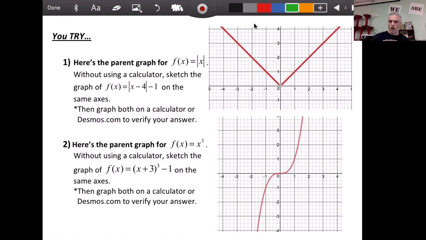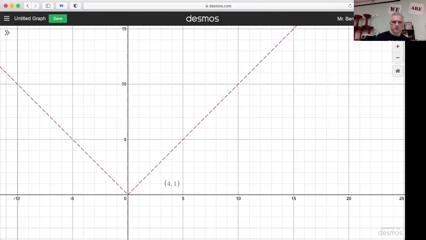Okay, unpause. If you paused it and did question one or went beyond, great. We're going to start doing these now. I'm going to go to Desmos and we're going to graph these as you would. First, I'm going to use points and go through it, and then we'll put the functions in and see what Desmos looks like. Here we go with question one. Here's the parent graph, y equals absolute value of x, right?